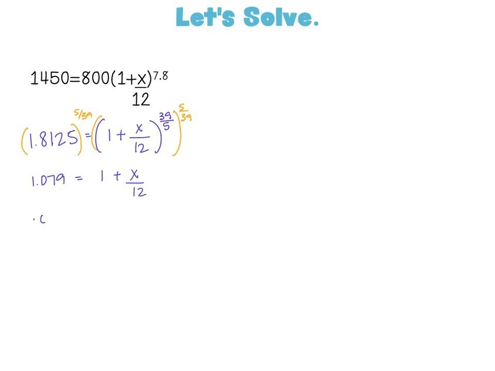Next, I'll need to subtract 1, and then I will need to multiply by 12. Okay? Let's look at another example.